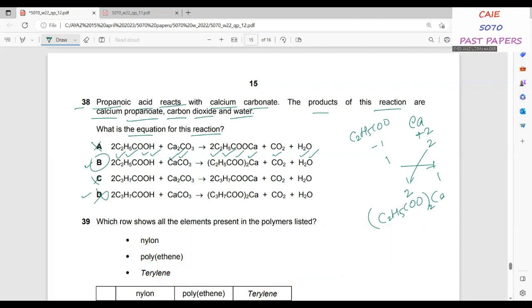A will be wrong, because in A it's not propanoic acid. It is butanoic acid.